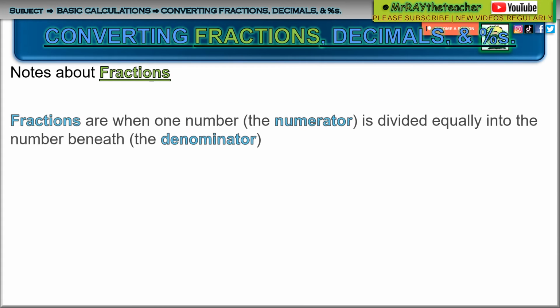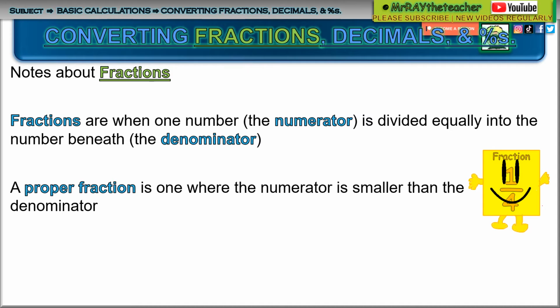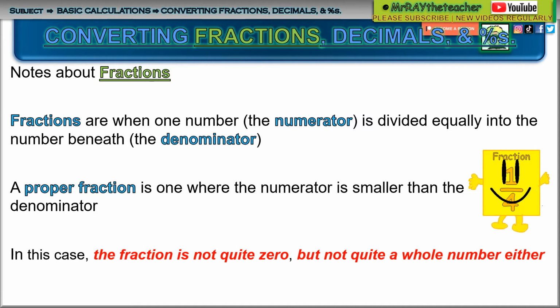So, notes about fractions. Fractions are when one number, the numerator, is divided equally into the number beneath, the denominator. A proper fraction is where the numerator is smaller than the denominator. In this case, the fraction is not quite 0, but it's not quite a whole number either, or it's not quite whatever number was preceding. So if it's 2.5, it's not quite 2, but it's not quite 3, for example.